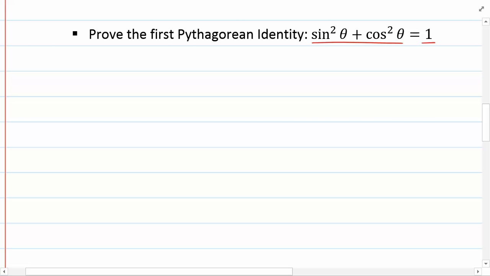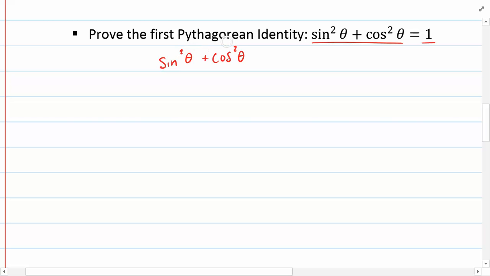Now, if we were doing a formal proof like you might see in college, it's not good enough just to prove it in one direction, to say that sine squared of theta plus cosine squared of theta can be rewritten this way, but you also have to show that this 1 can be rewritten in that direction as well. But we won't go that far for right now. Let's start off with what we know. Sine squared of theta plus cosine squared of theta can be rewritten in a different form.